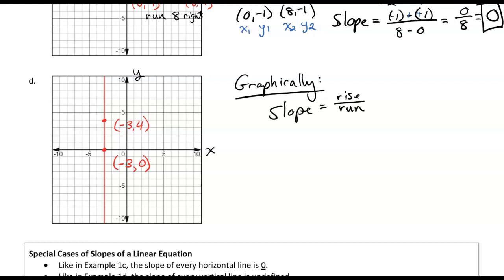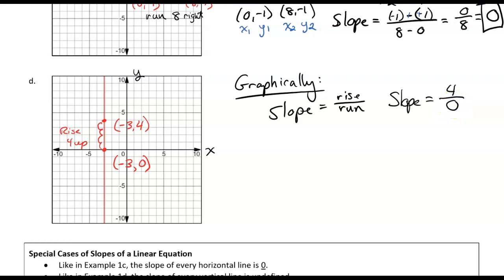So if I'm counting the rise and the run, my rise, how do I go from this? We'll count the -3, 0 as our first point. How do I go from our first point to our second? Well, I'm going to rise 1, 2, 3, 4. So rise 4 units up. So that means it's a positive. So I'm going to say over here, the rise is equal to 4. And then do I have any run? Is there any left or right movement to get from this first point to the second point? Well, there's no run, right?